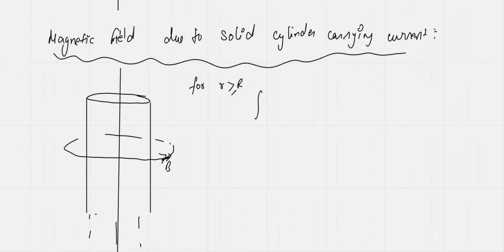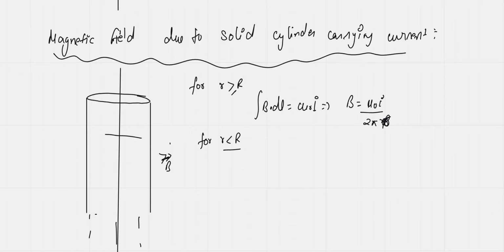So you can simply say B dot dl is equal to mu naught I, so B is equal to mu naught I divided by 2 pi r. This is for outside, basically. It's like that. The main twist is for inside. What if your point is inside? For this case, now let's talk about this one. Because this is a solid, all the portion has current, correct?